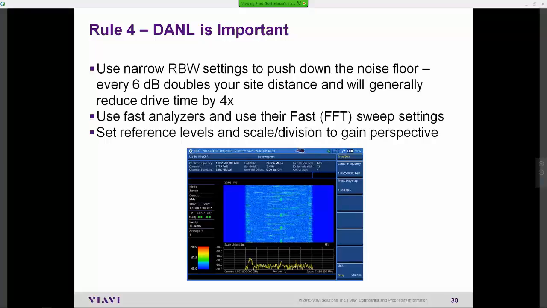You can also use fast analyzers that have FFT sweep settings. On our instrument, if you go to the sweep button on the numeric keypad, you will find there's normal, which uses swept-tuned methodology for spectrum analysis, or you can do fast, which is FFT, fast Fourier transforms. That greatly increases the speed of your sweep, which means you can continue to lower your resolution bandwidth to expose things more and more.